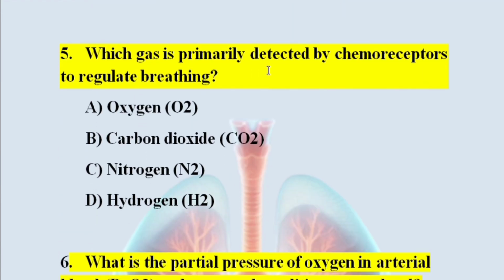Which gas is primarily detected by chemoreceptors to regulate breathing? Alpha, oxygen, beta, carbon dioxide, Charlie, nitrogen, delta, hydrogen. So here the right option is beta. Carbon dioxide is detected by chemoreceptors to regulate breathing.